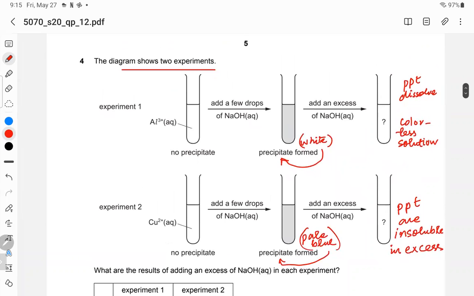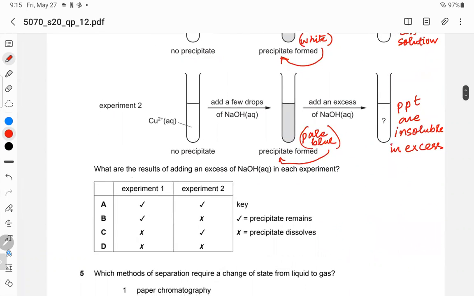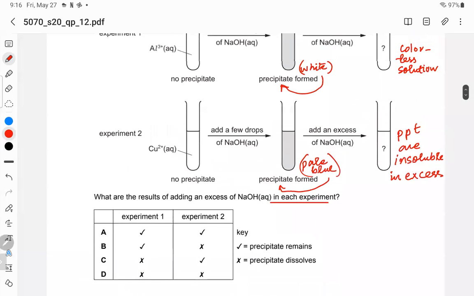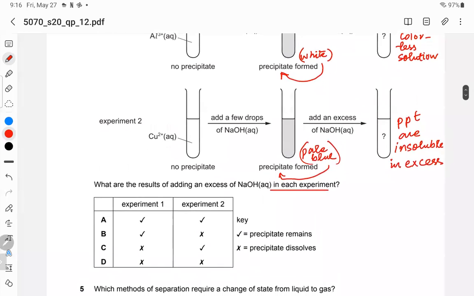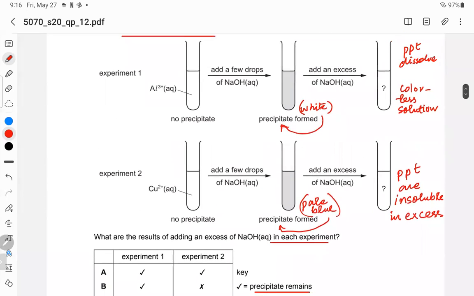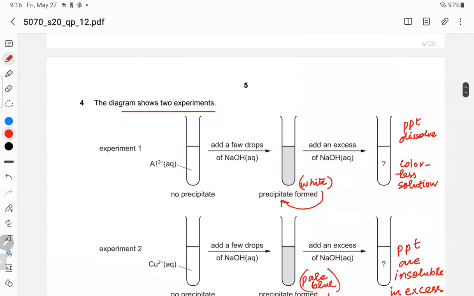Yes sir. Okay. So what are the results of adding aqueous NaOH in each experiment? If the precipitate remains, we have to mark tick, and if the precipitate dissolves, we have to mark cross. So we have decided that in experiment 1, sorry, the precipitate dissolves.